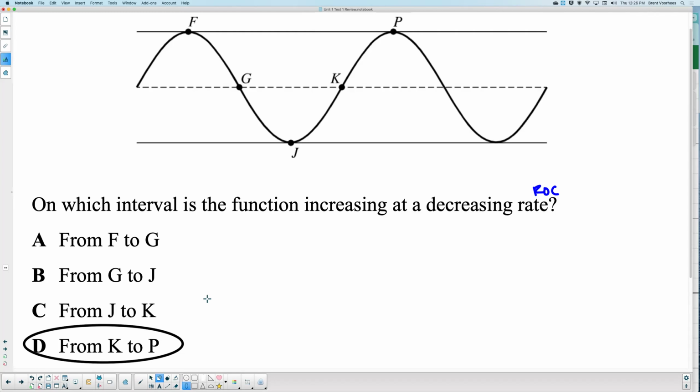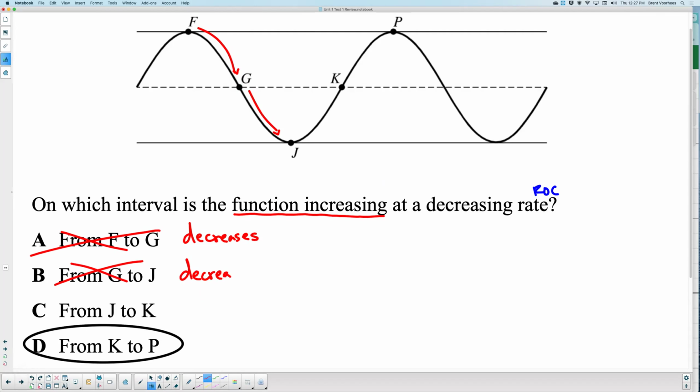Okay, one thing at a time. Let's start first with the function increasing. What does it mean about the function increasing? Going up. From F to G, do we go up? No, here the function decreases, so it is out. How about from G to J? We are still decreasing, so that is out. How about from J to K? We're increasing, and K to P? Increasing. Both of these are increasing.